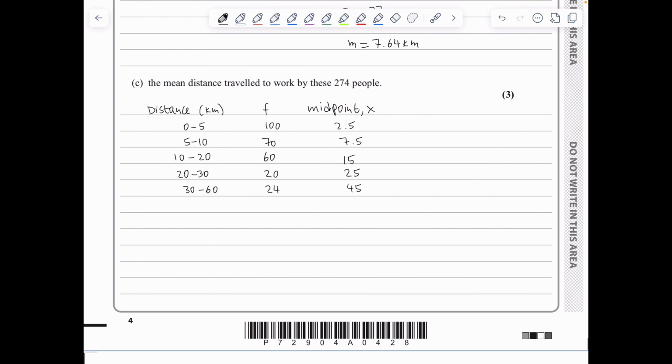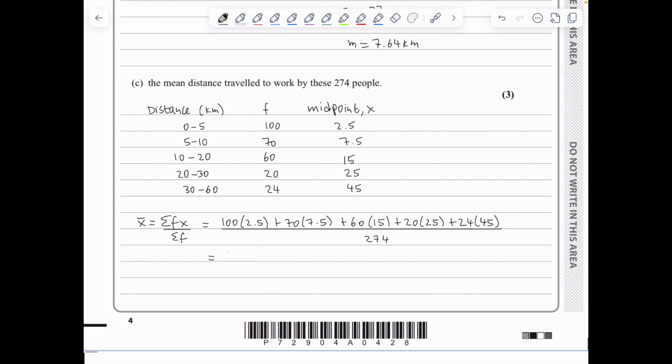And we know that the mean X bar will be the sigma Fx over the sigma F. So we're looking at 100 times 2.5 plus 70 times 7.5 plus 60 times 15 plus 20 times 25 plus 24 times 45, and all of it divided by the total frequency, which we know is 274.